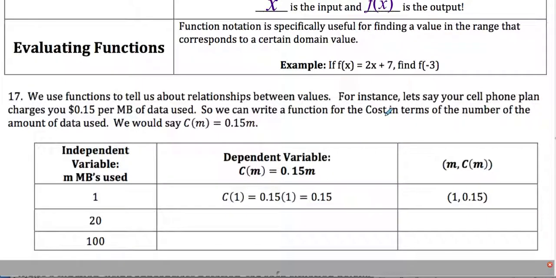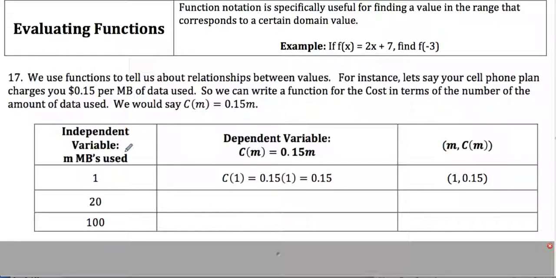For instance, let's say your cell phone plan charges you 15 cents per megabyte of data used. So we can write the function for the cost in terms of the amount of data used. We would say C of M is equal to 0.15 M, where M is our megabytes used and C of M is our cost. So if I wanted to know how much 1 megabyte would cost me, I would substitute in C of 1 equals 0.15 times 1 equals 15 cents. So 1 megabyte relates to 15 extra cents.